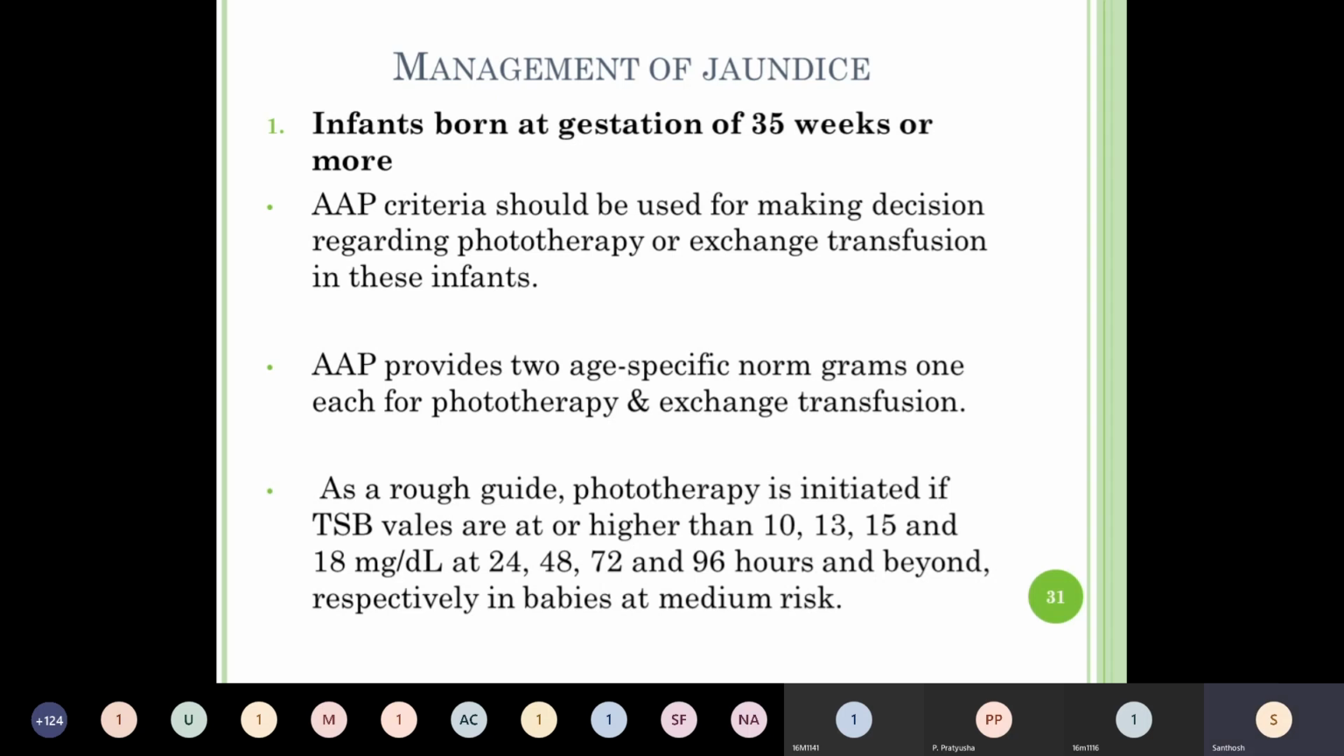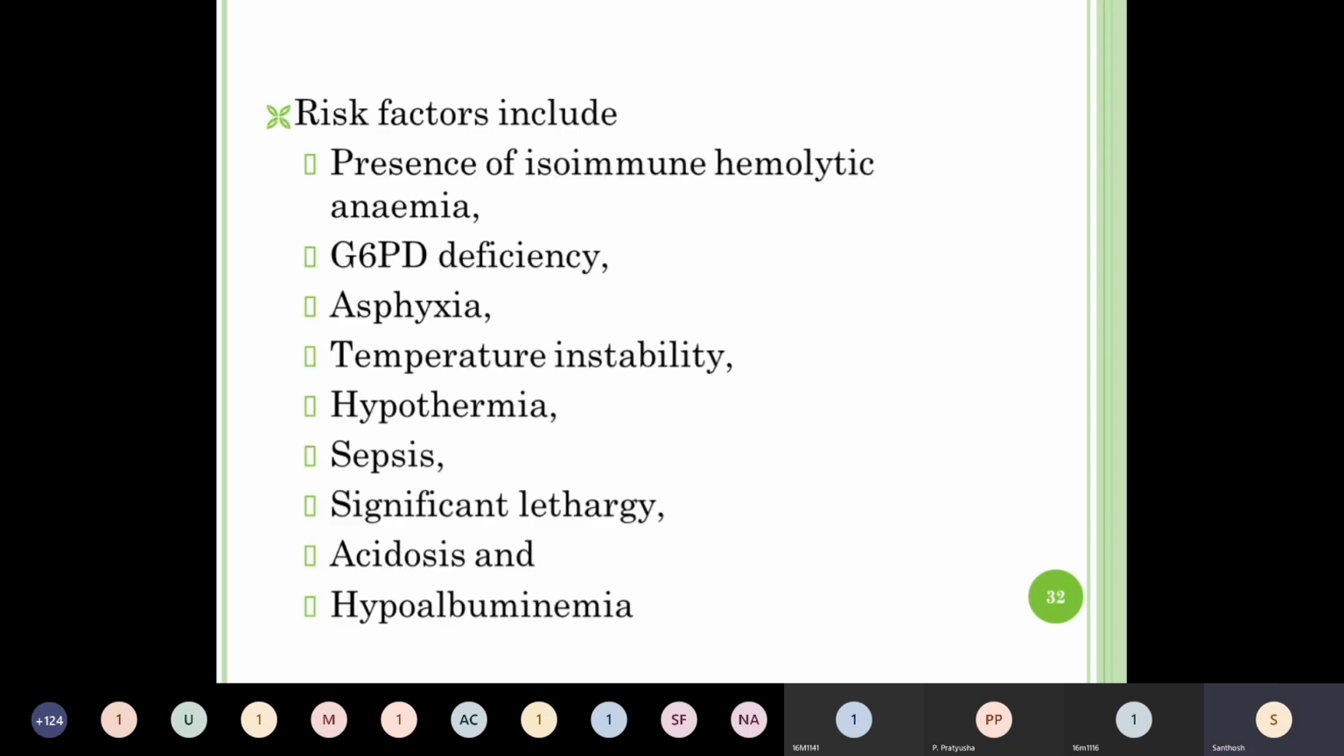So management, what do you do? It all depends upon whether the baby is term or preterm. So these are the risk factors for neurotoxicity which I told you: the presence of isoimmune hemolytic anemia, G6PD, asphyxia, temperature instability, hypothermia, sepsis, and all these things.